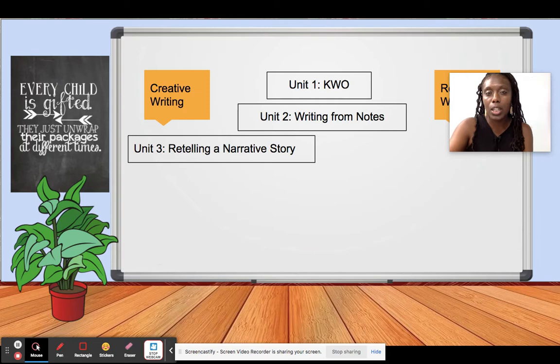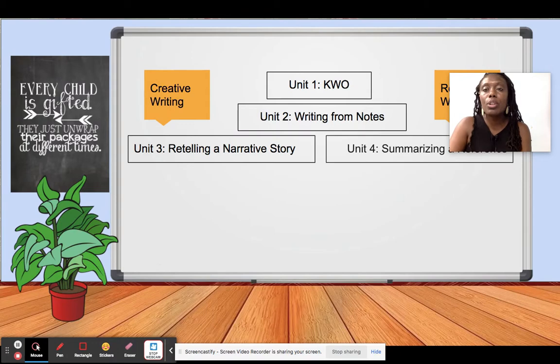Now, in this particular unit, the students will have a 3-paragraph essay to write because each paragraph has a specific purpose, and that purpose aligns with the parts of a narrative story. Every narrative story has characters and setting, conflict and problem, climax and resolution. So the first paragraph, the student will retell the characters and setting. The second paragraph, the student will focus on retelling the conflict and problem. And then the third paragraph, the student will learn how to retell the climax and the resolution.